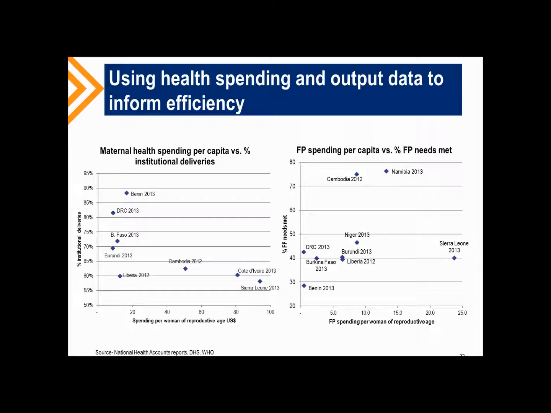And by showing countries how they're performing relative to their peers, or countries who are spending similar amounts, it can encourage cross-country learning. For example, in the left chart, both Liberia and Benin spend similar levels on maternal health, but Benin has a much higher percentage of institutional deliveries. On the right-hand chart, Burkina Faso and Sierra Leone both have similar percentage of family planning needs met, but at very different spending levels. These types of findings can help countries to learn more about how their peers are organizing the provision of maternal health and family planning services.